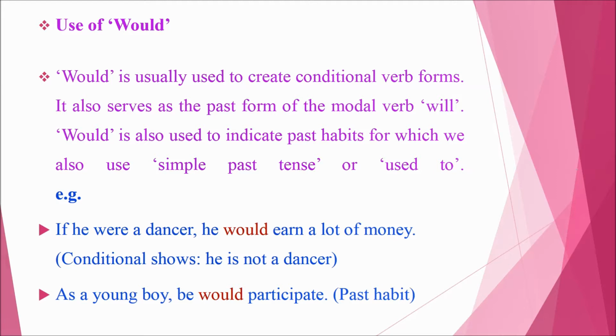Now let's see some example sentences. If he were a dancer, he would earn a lot of money. Here, the conditional shows he is not a dancer. The next sentence is: as a young boy, we would participate. This sentence denotes past habit.